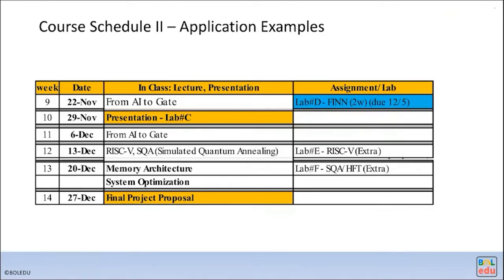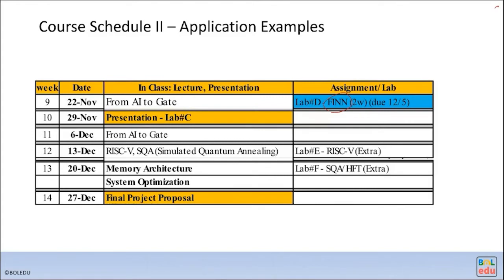Okay, the second part of this course is the application examples. Up to that point, you all know the HLS basic skills. So let's look at the real applications. Those are much more complicated examples. First, from AI to gate, we will be using an open source platform called Fin. I will introduce Fin later in greater detail.